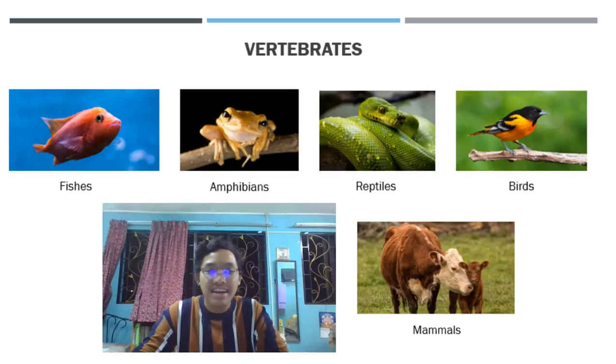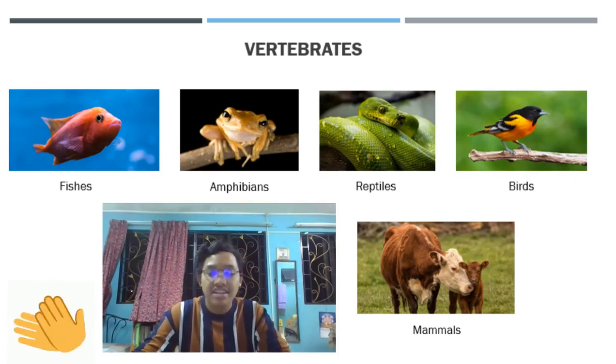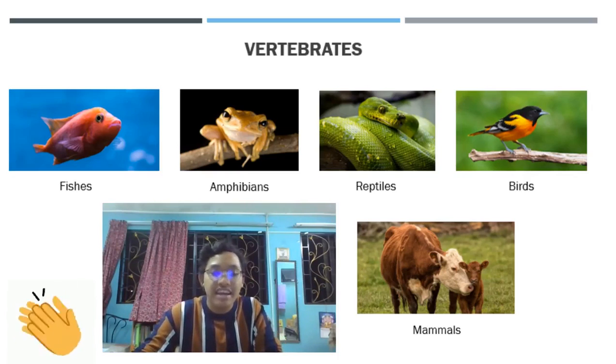Next up, let's learn about the vertebrates. There are 5 different groups of vertebrates that we should know, starting with fishes, amphibians, reptiles, birds, and finally, mammals.